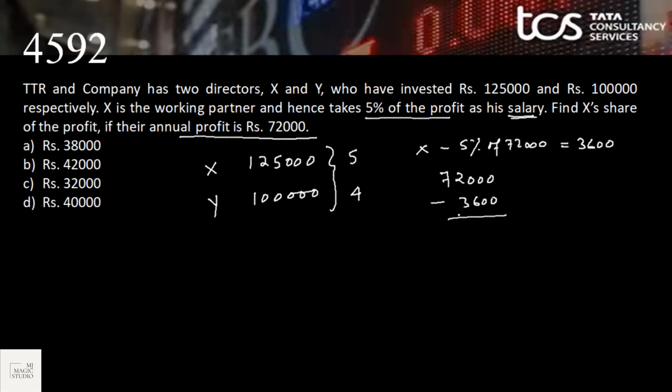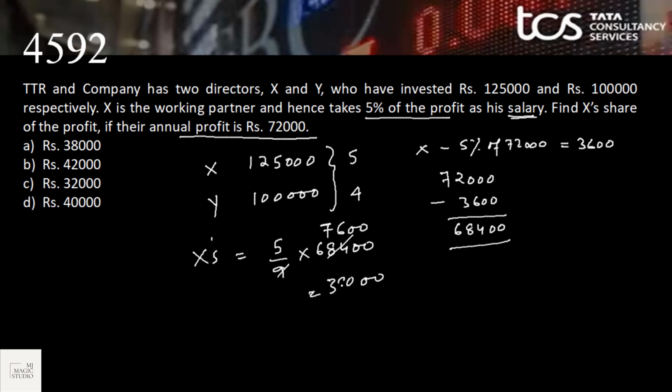Now out of 72,000, remaining money left as profit that needs to be distributed among partners is 68,400. Then X share in profit would be 5 by 9 into 68,400, so it would be 38,000. X share of the profit would be 38,000. First he would be taking 5% of the profit as his salary, and the remaining money would be divided in the ratio of 5:4.